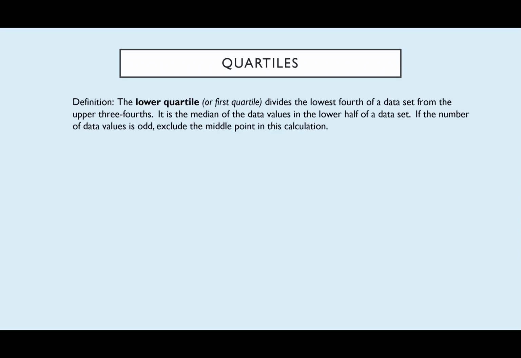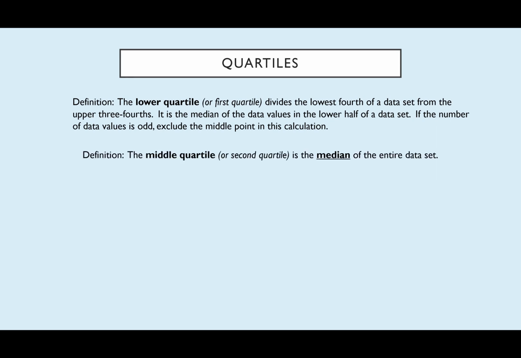We also can further our presentation of this data by looking at quartiles. The lower quartile divides the lowest fourth of a data set from the upper 3/4. It's the median of the lower half. It's the half of the half on the left side. If the number of data values is odd, exclude the middle point in this calculation.